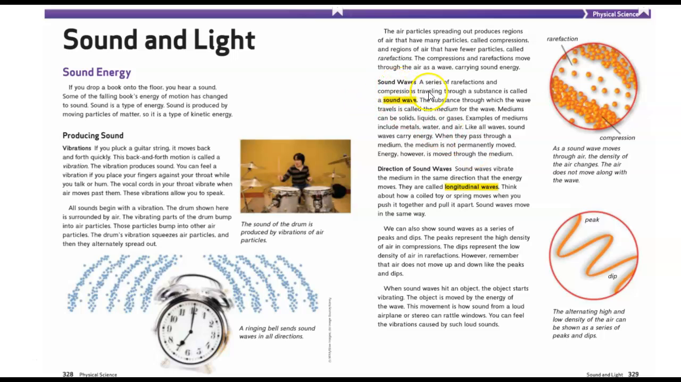So here we go, sound waves. A series of refractions and compressions traveling through a substance is called a sound wave. The substance through which the wave travels is called the medium for the wave. So whatever it's flowing through. In this one, it was flowing through air. Examples of mediums include metals, water, and air.